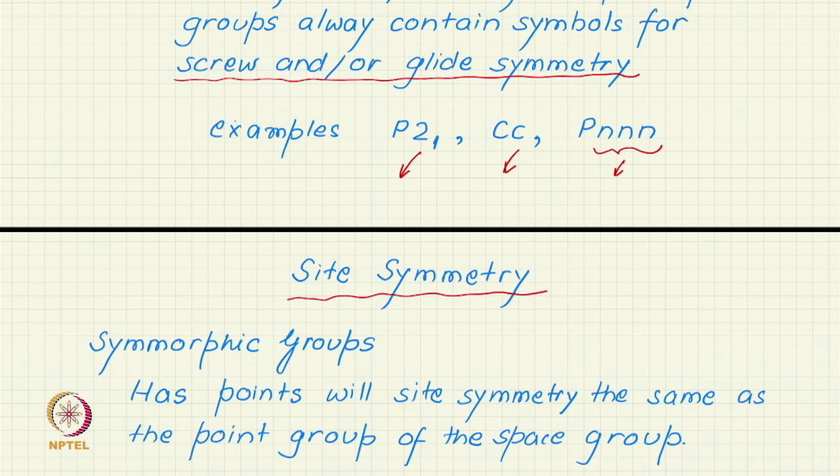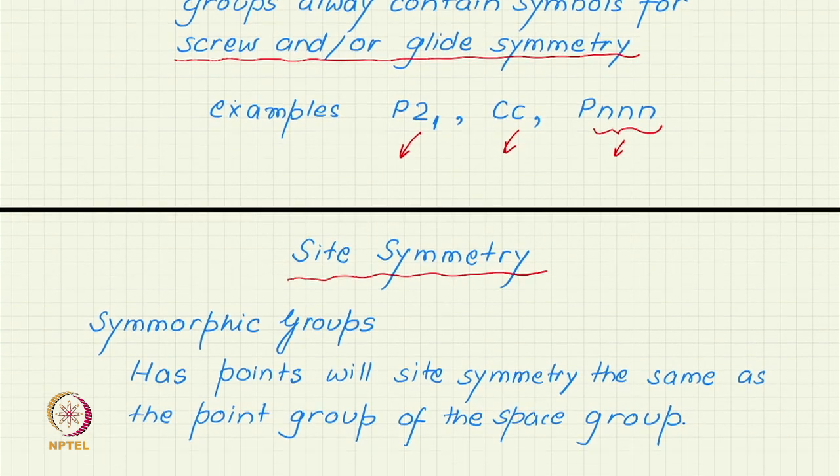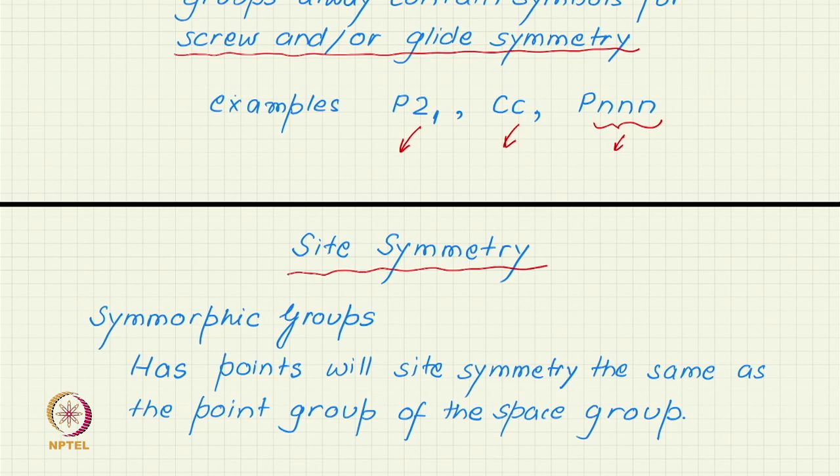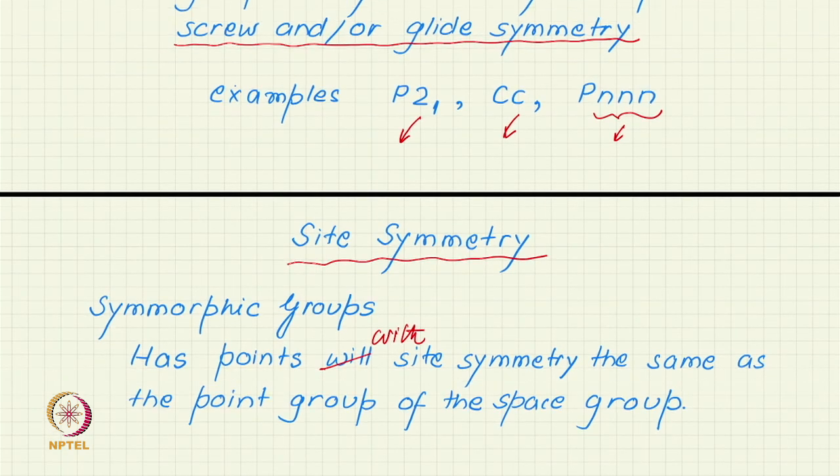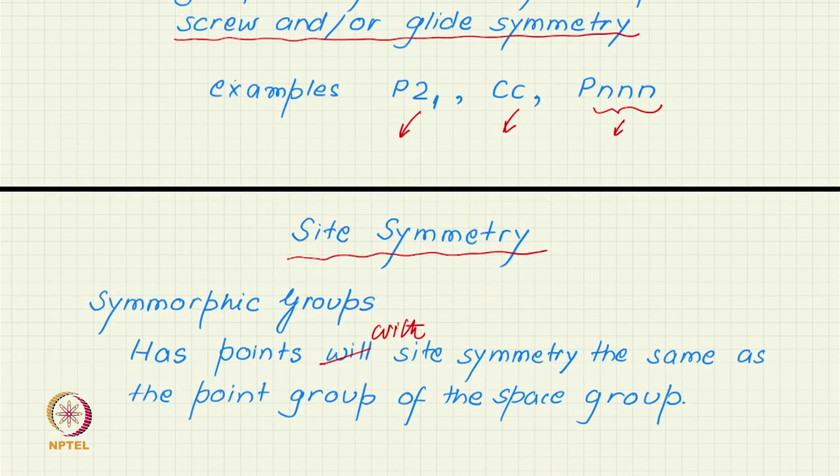So, if you look at it from this point of view, then symmorphic space groups have points with site symmetry the same as the point group of the same space group. So, every space group has a point group and every point in the space has its own site symmetry group. These two need not be equal, but in the case of a symmorphic group you can find some sites.